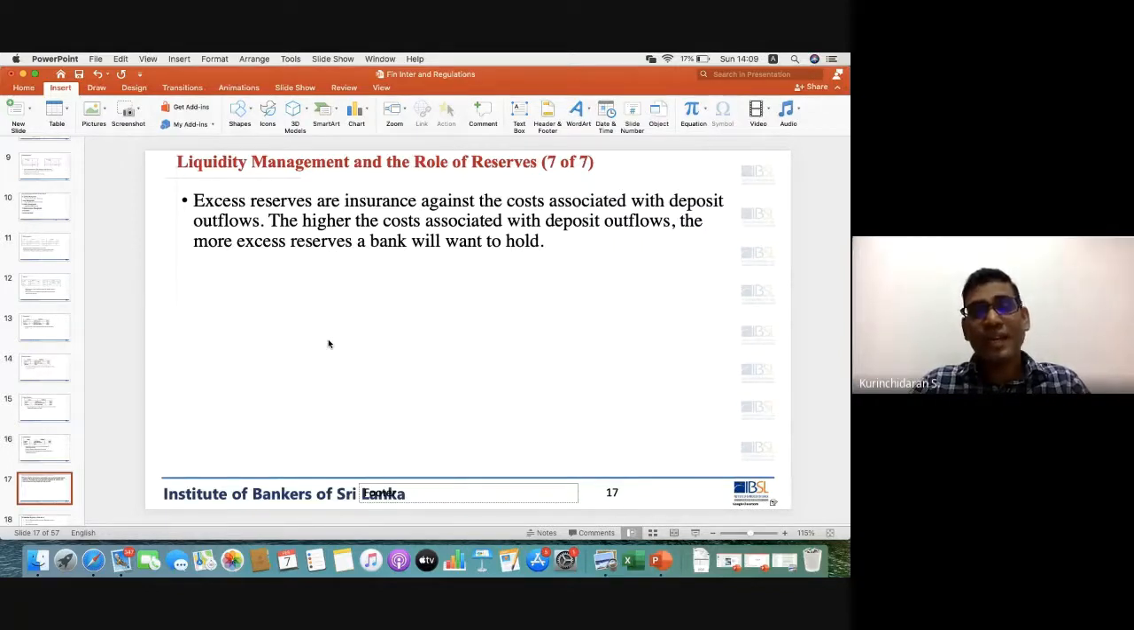Because even if deposits are going out, you can quickly borrow from the market and settle, right? But if you think the cost of this borrowing may be very high, and you may not be able to borrow at the required time and in the required quantity, then you have to maintain excess reserves. As we discussed, excess reserves always act as insurance against this cost, right? So you have to evaluate both sides and come to an equilibrium level or trade-off.